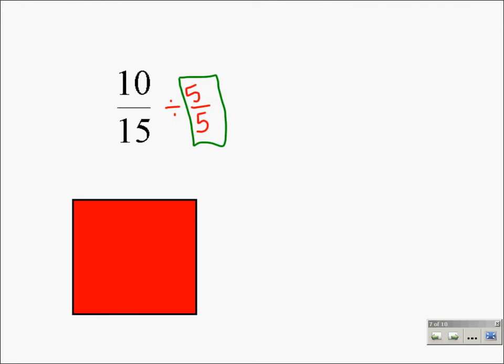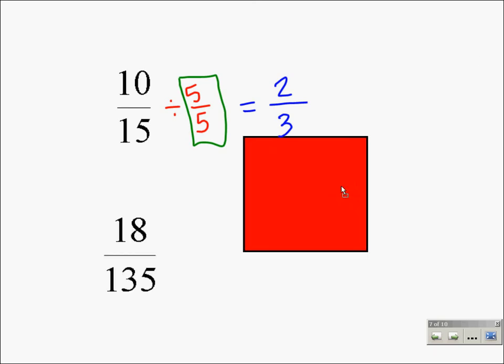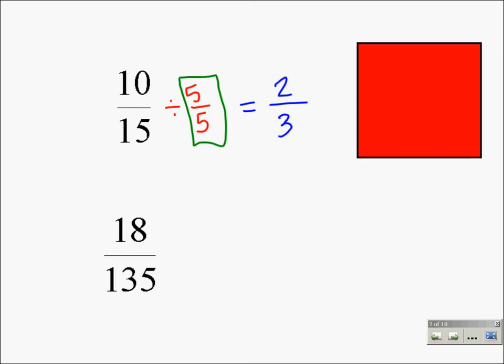So let's continue this. 10 divided by 5 is 2. 15 divided by 5 is 3. So now we've totally simplified this fraction, or fully reduced it down to 2/3. Let's take a look at another fraction here, 18 over 135.